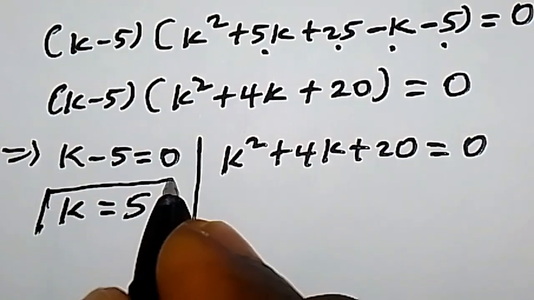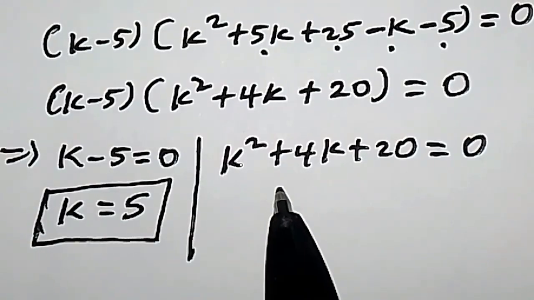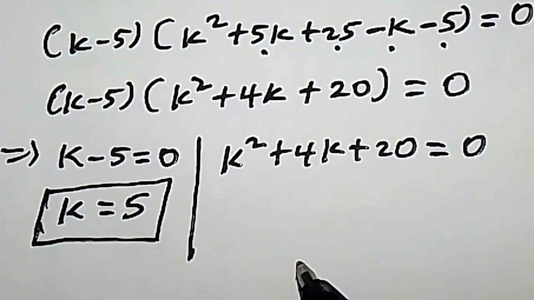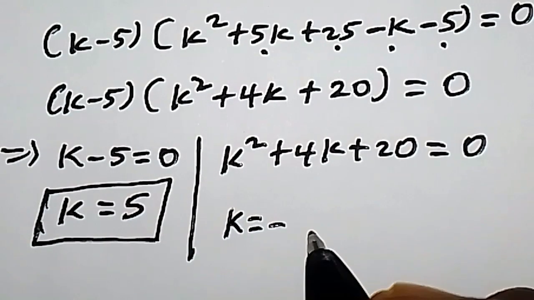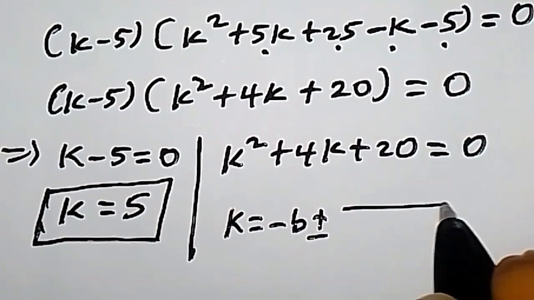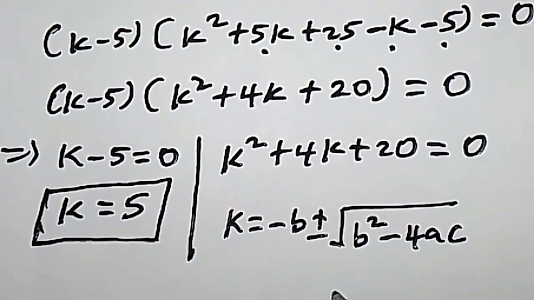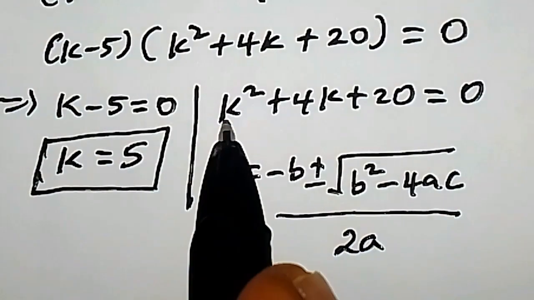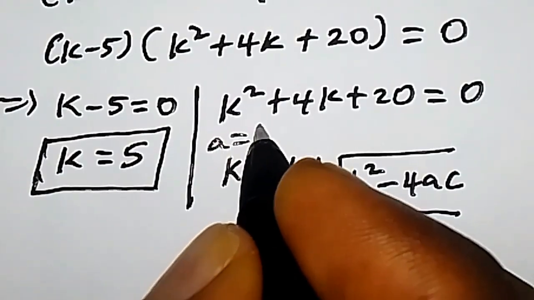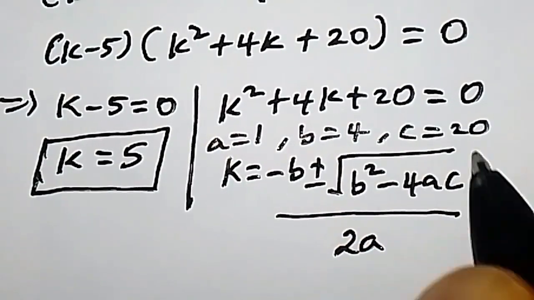This is the first solution. k equals 5. Now, if you look at this quadratic equation very well, it is not factorizable. So let us solve it using the quadratic formula. k equal to minus b plus or minus the square root of b square minus 4ac, divided by 2a. From this equation, a is 1, b is 4, c is 20.